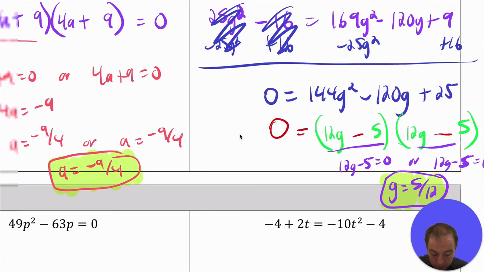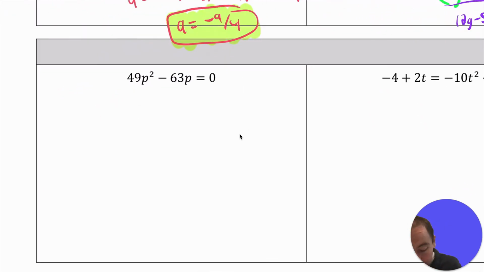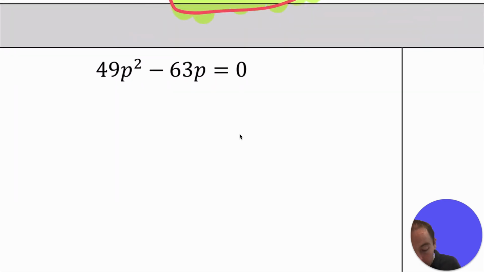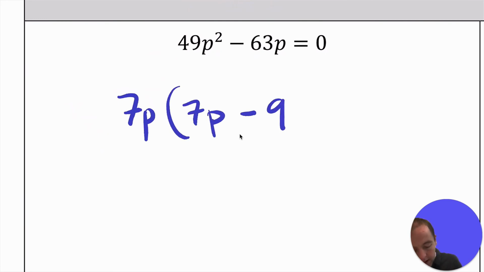And then these last two examples here are also some special cases. The one on the left right here has a p squared term and a p term. So we know we can factor out a p, as at least a common factor, first of all. And then 49 and 63 are both multiples of 7, so we should be able to take out a 7 as well, giving us then 7p minus 9 as the other factor. And that's beautiful.